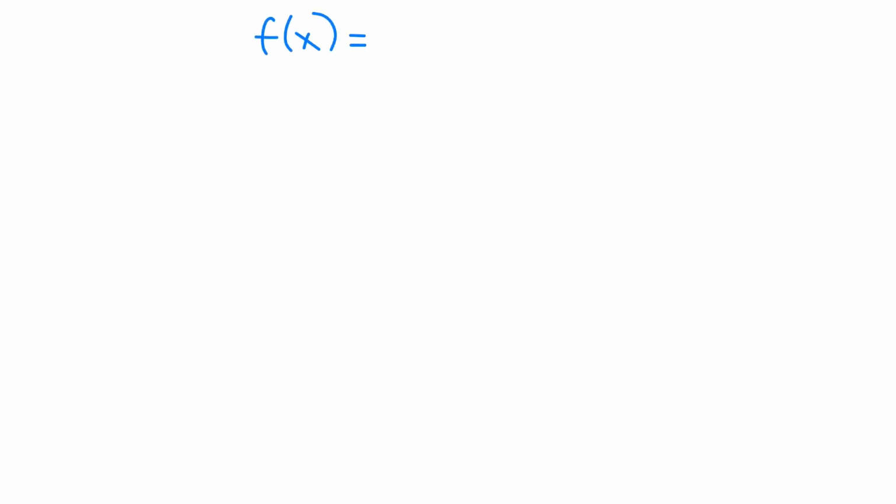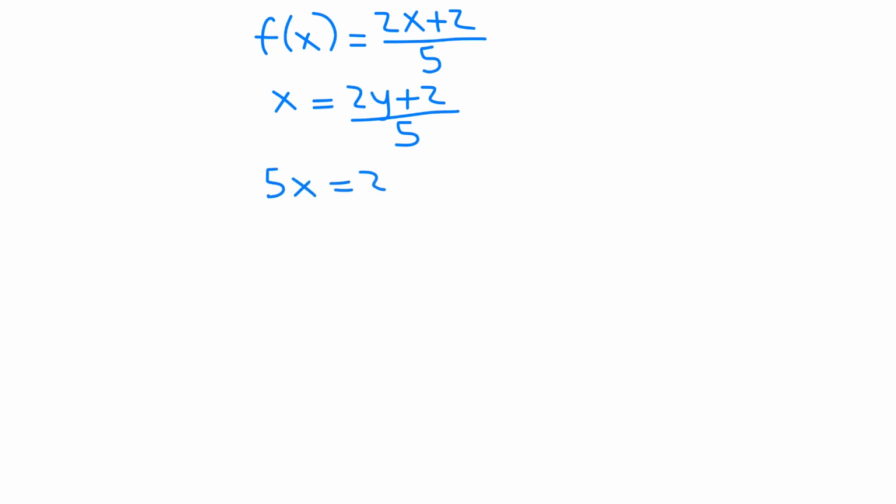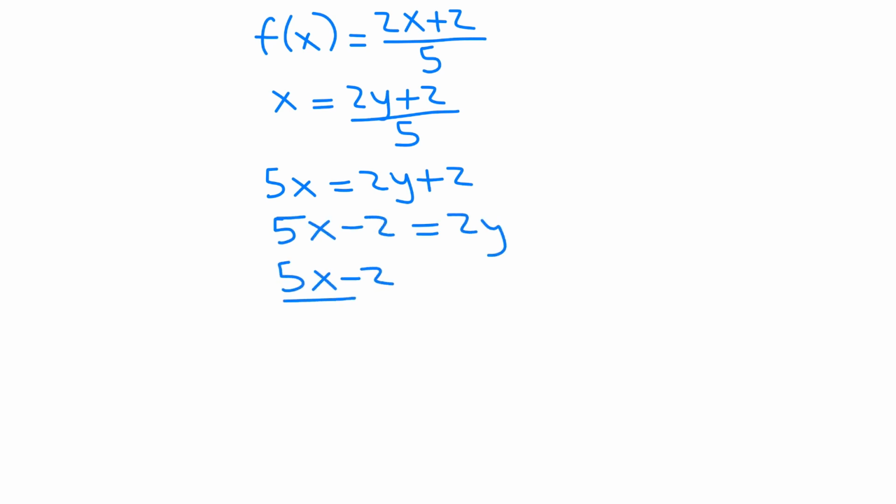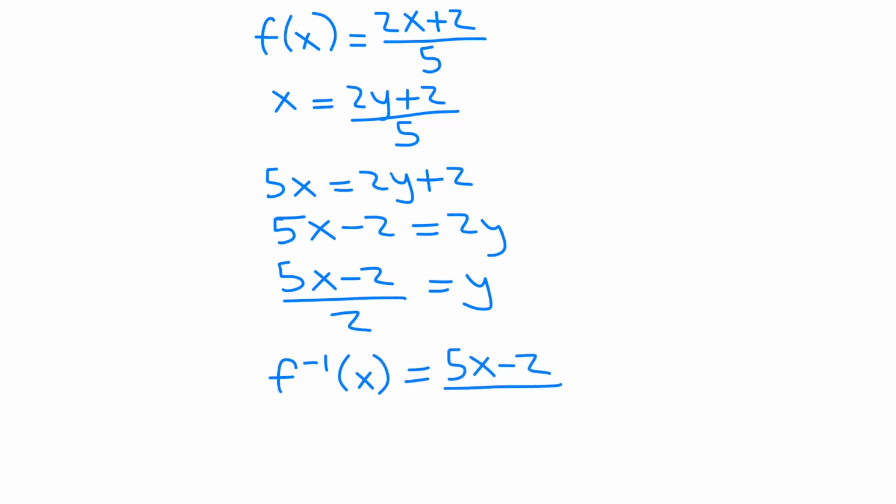So we have our f of x, which equals 2x plus 2 over 5. And we want our output to be x. What we're going to do is find this value y, which we need to rearrange to find. So we move the 5 across, so we have 5x equals 2y plus 2. And then we have 2y equals 5x minus 2, and y equals 5x minus 2 over 2. And so our f minus 1 of x equals 5x minus 2 over 2.